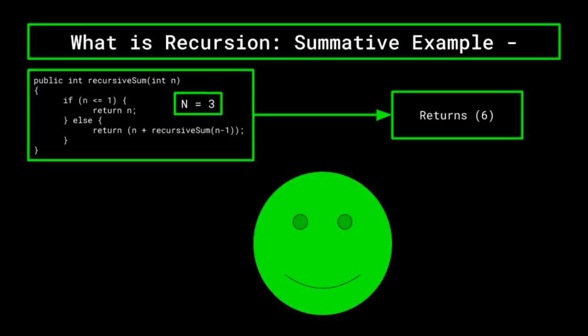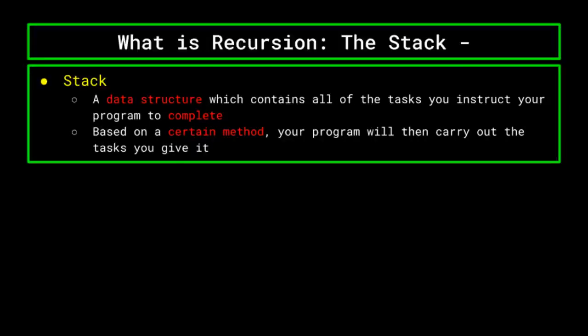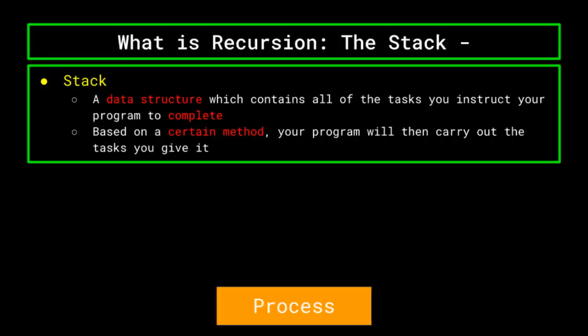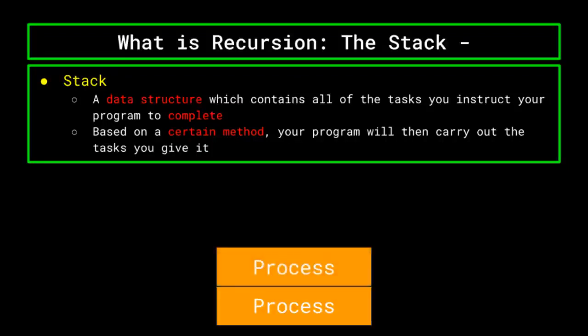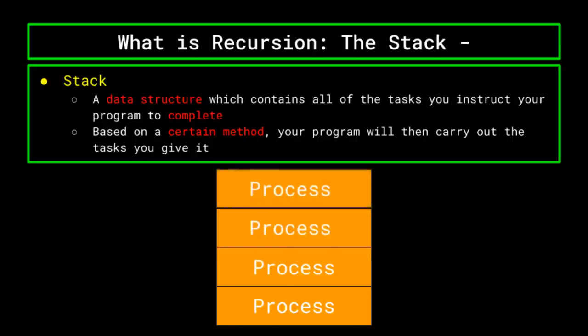Alright, cool. Now that we have a little background on recursion, let's talk about why it works so well. Now to understand why and how recursion works, we must first understand what a stack is. A stack is a data structure that contains all of the tasks you instruct your program to complete. Based on a certain method, your program will then carry out the tasks you give it. It's called a stack because if we start another process before the previous one completes, the process is stacked on top of the other one, such as the animation on your screen is showing now.